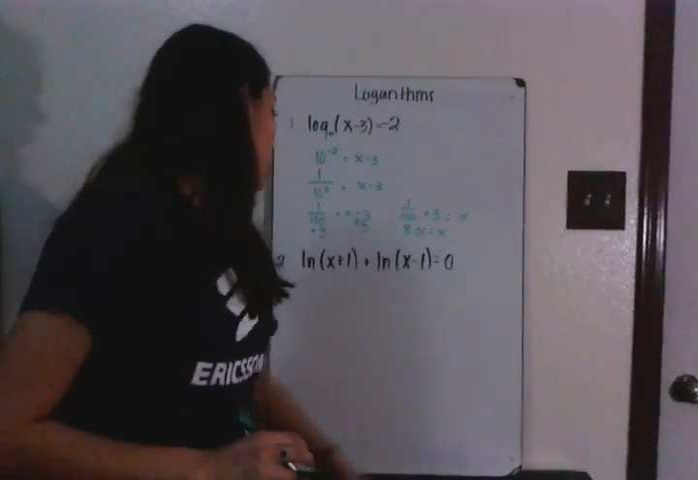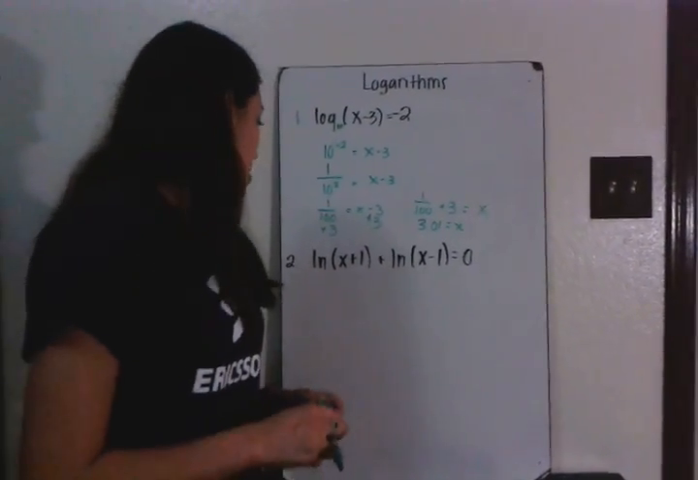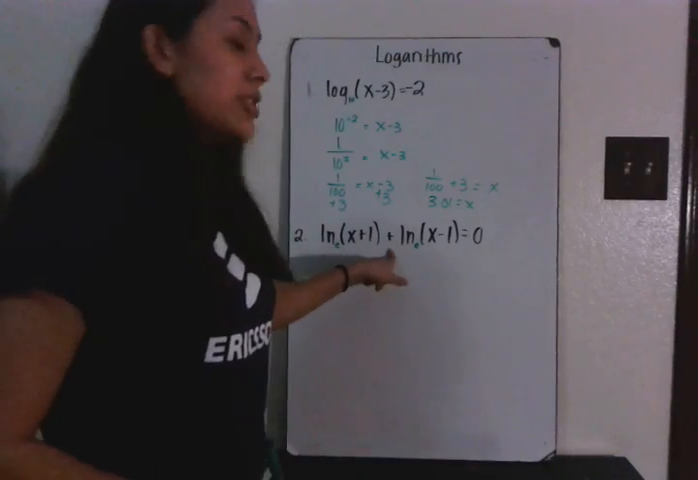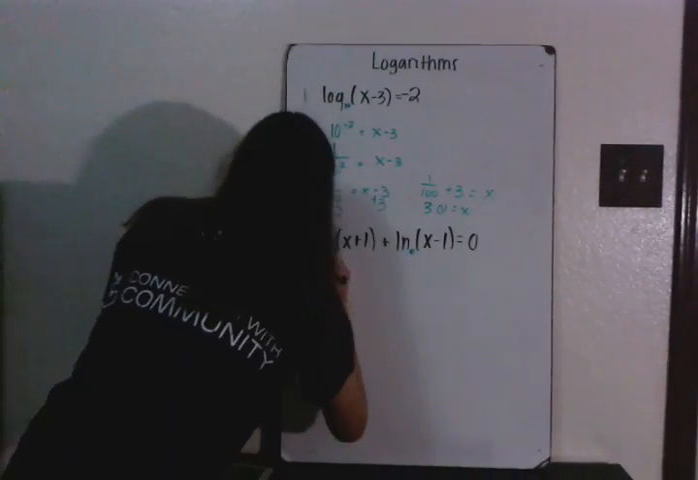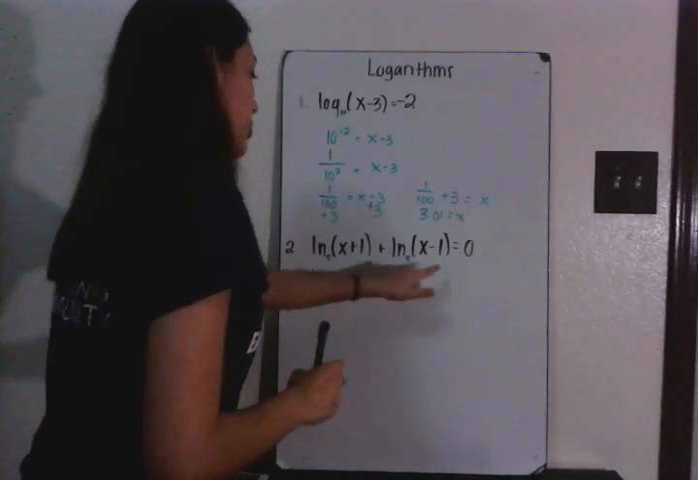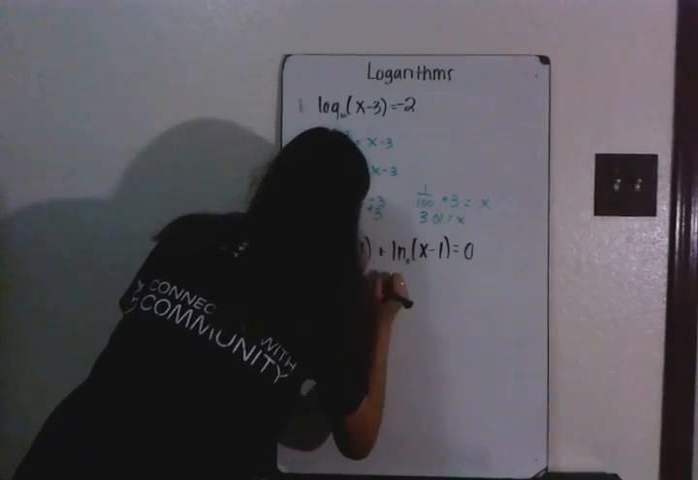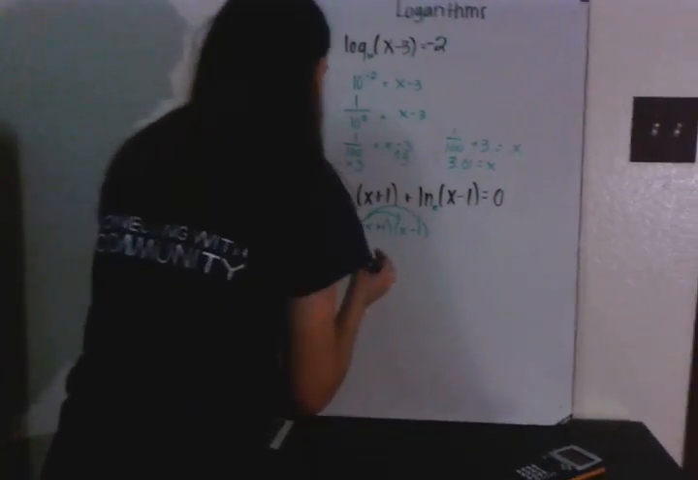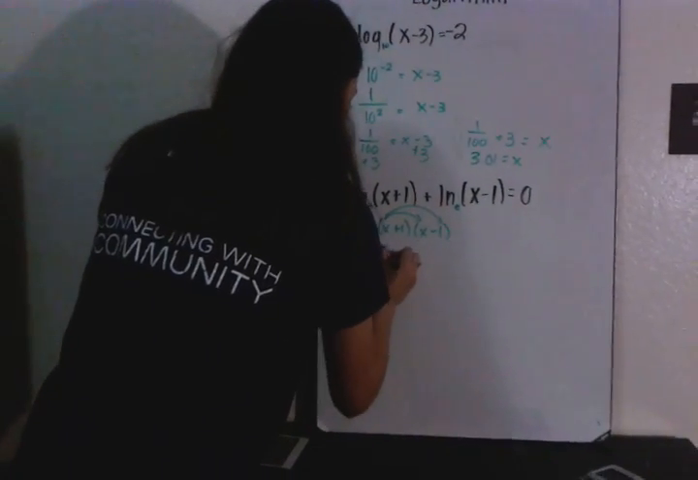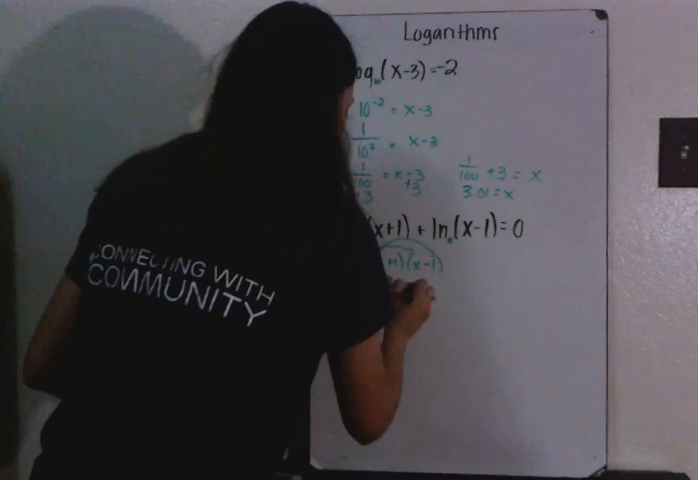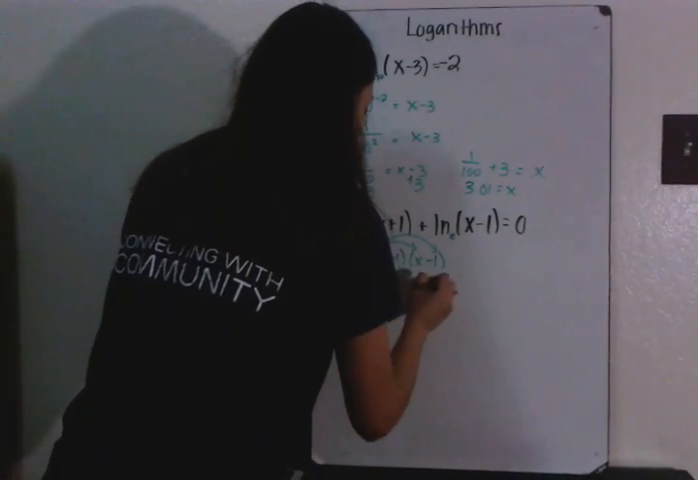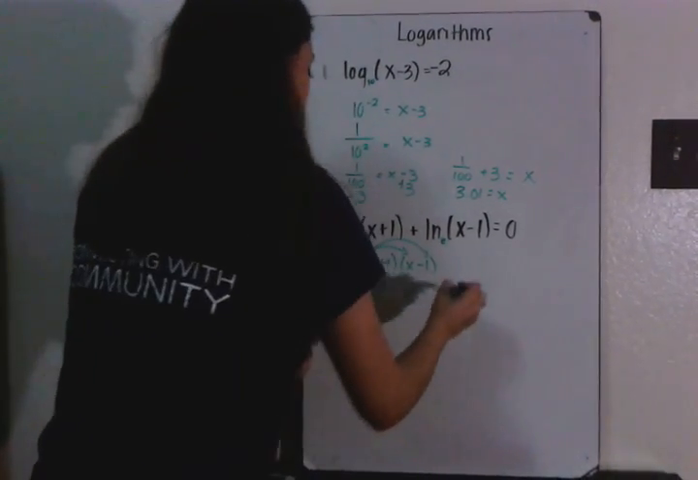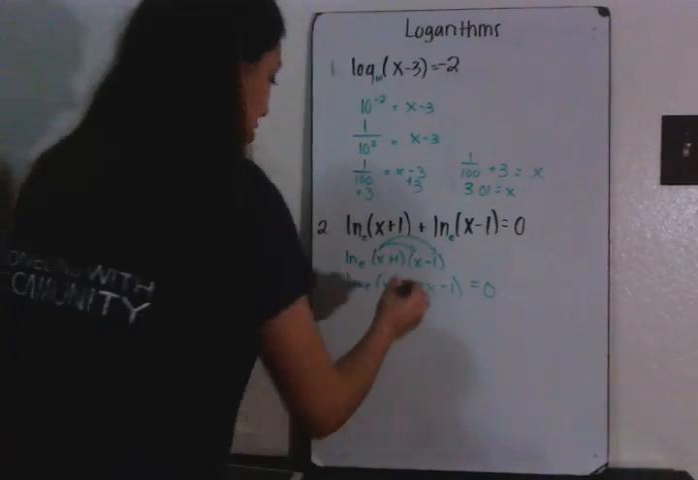Okay, now for the second one, it's a little complicated because we have ln rather than log. So for ln, you know the base of ln is e automatically. Now because there's an addition, you're going to have to multiply the two. So you have ln base e of x plus 1 times x minus 1. In order to reduce that, you're going to FOIL it. So you're going to have ln base e of x squared. x times negative 1 is negative x. 1 times x is positive x. And then 1 times negative 1 is negative 1, is equal to 0. Don't forget that 0.